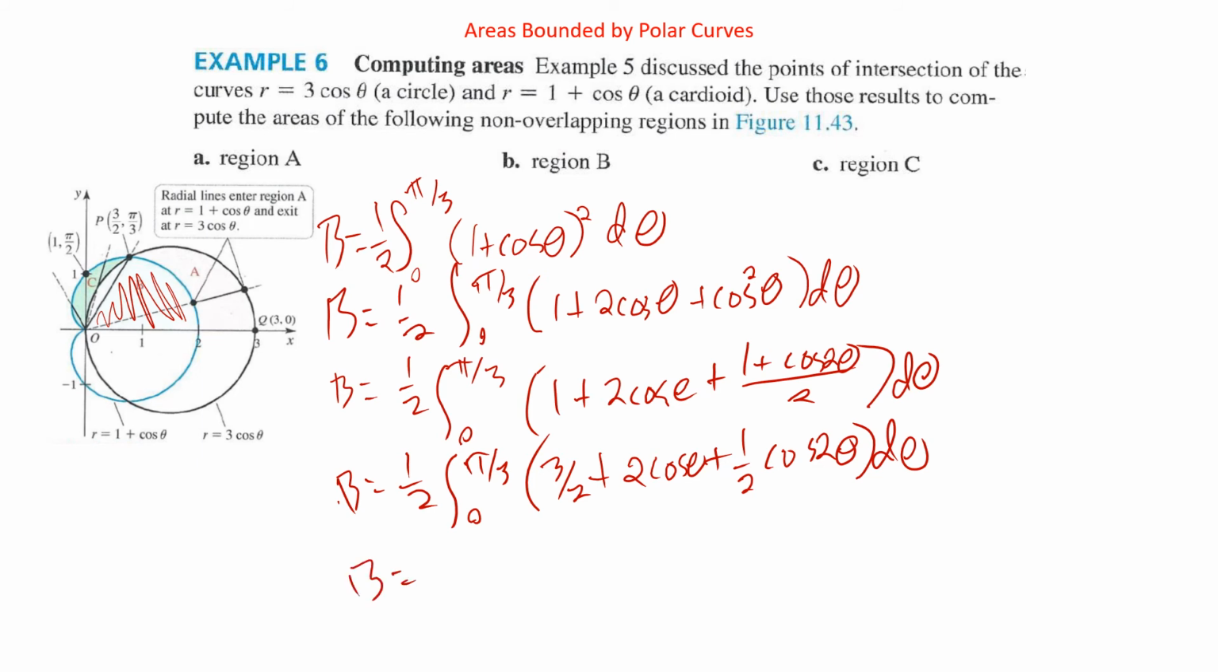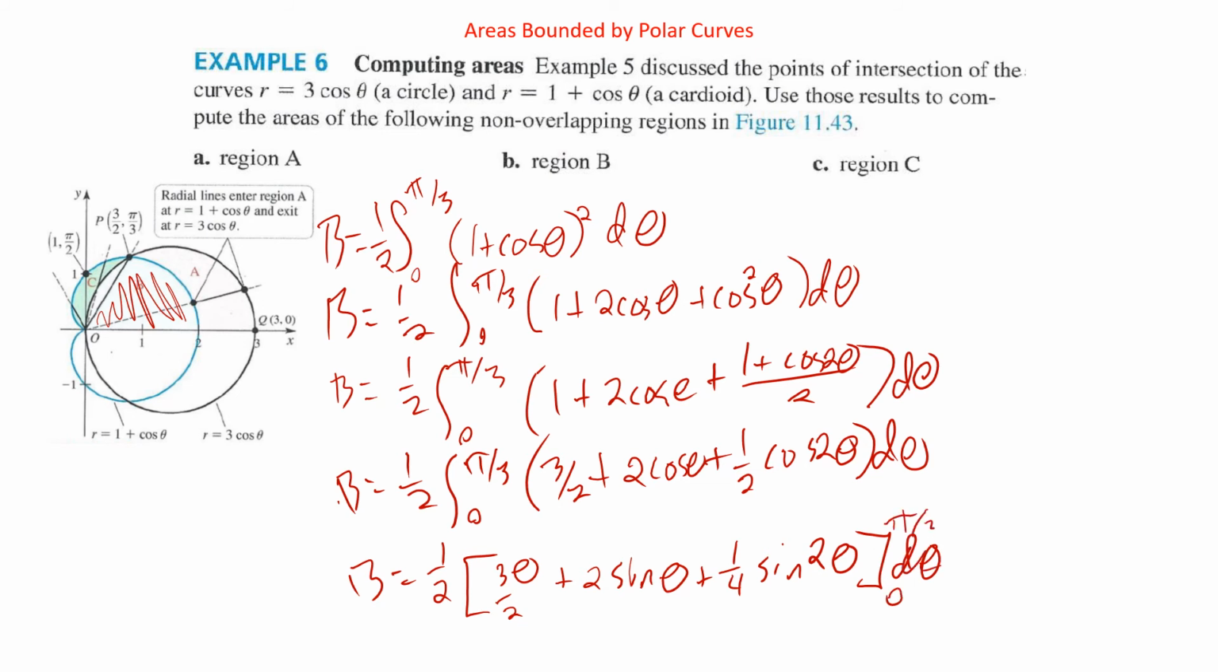Antiderivative, we have 1/2 times: 3 over 2 will be 3 theta over 2. The cosine of theta will be a sine of theta, so we have plus 2 sine theta. And then the cosine 2 theta will be sine 2 theta. We have to divide by 2, so it'll be plus 1/4 sine of 2 theta. We're going from 0 to pi over 3.